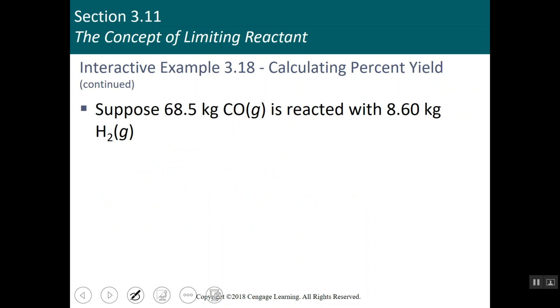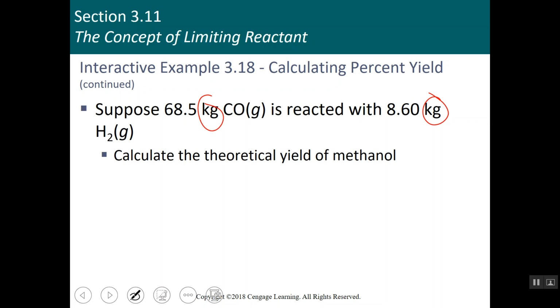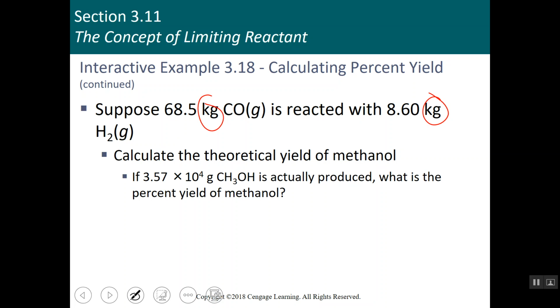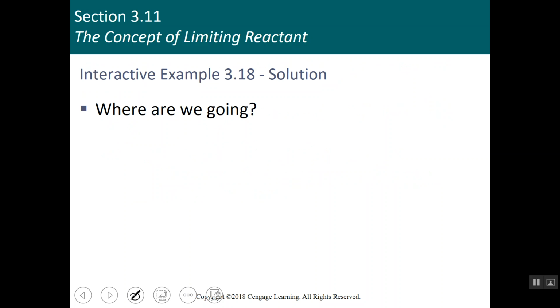So our dilemma is, suppose that 68.5 kilograms of CO, or carbon monoxide, is reacted with 8.60 kilograms of hydrogen, so obviously a very large scale reaction. We're going to calculate the theoretical yield of methanol, and then this is our number of grams produced, and we're going to determine what our percent yield is. So we're going to ignore this number until the very end because we have to calculate theoretical yield first.